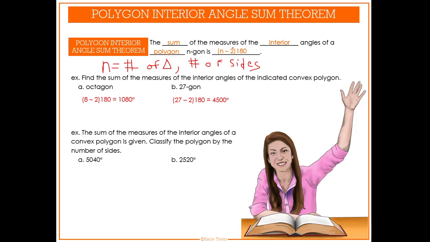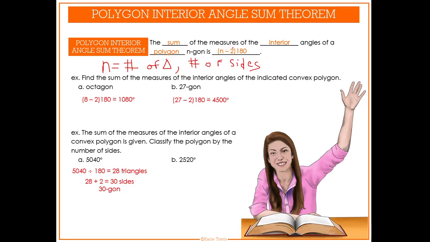For this first one, we've got 5040. We do the reverse, which is instead of multiplying by 180, we divide by 180. That tells us that there are 28 triangles in this shape. Now we take that 28 and add 2 to it, which tells us that this shape has 30 sides, which makes this a 30-gon. There we go. Now, that one had 30 sides.